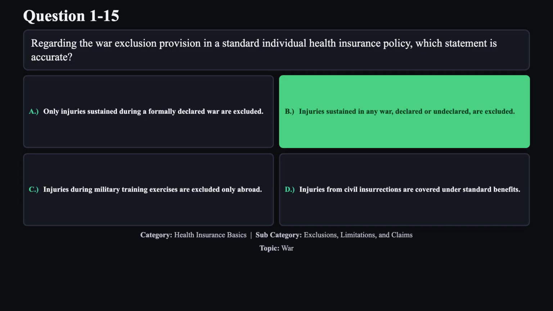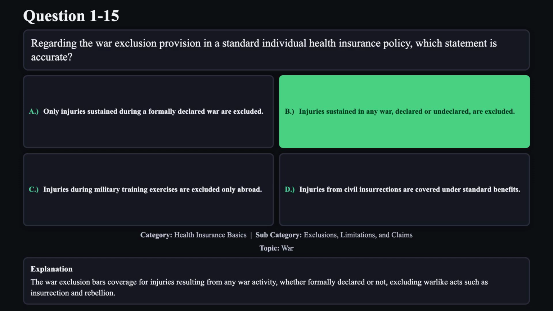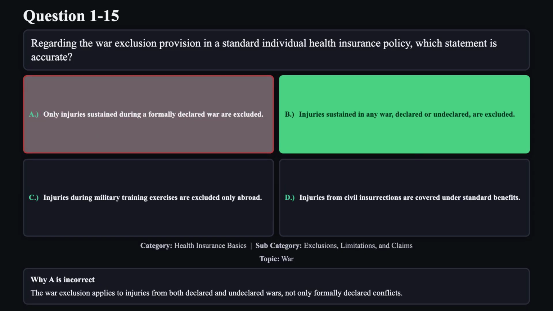The correct answer is B. The war exclusion bars coverage for injuries resulting from any war activity, whether formally declared or not, excluding warlike acts such as insurrection and rebellion. Reason A is not correct. The war exclusion applies to injuries from both declared and undeclared wars, not only formally declared conflicts.